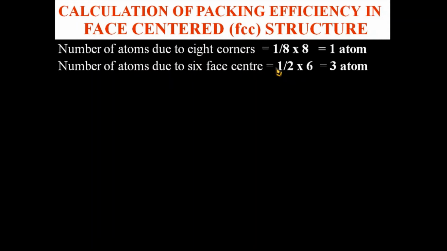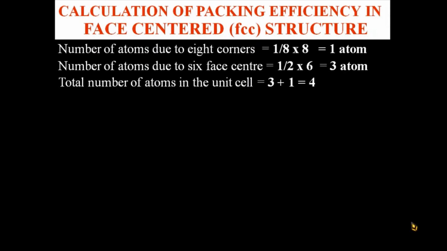As we know, each face atom is shared with the neighboring unit cell. So half into 6 is equal to 3 atoms. So the total number of atoms in the unit cell is 3 plus 1, which is equal to 4.